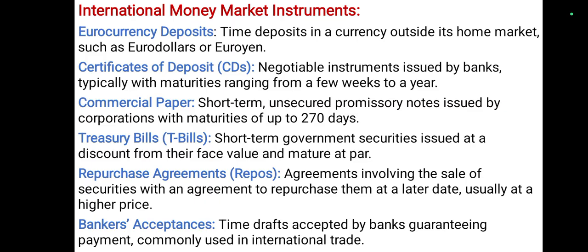Treasury bills are short term government securities issued at a discount to their face value. They are issued at less than the face value and they mature at par, meaning the same value. The repurchase agreement, or repo agreement, involves the sale of securities with an agreement to repurchase them at a later date, usually at a higher price. Then bankers' acceptance, time drafts accepted by the banks guaranteeing payment. Usually during international trade, you use time drafts for doing the transaction.